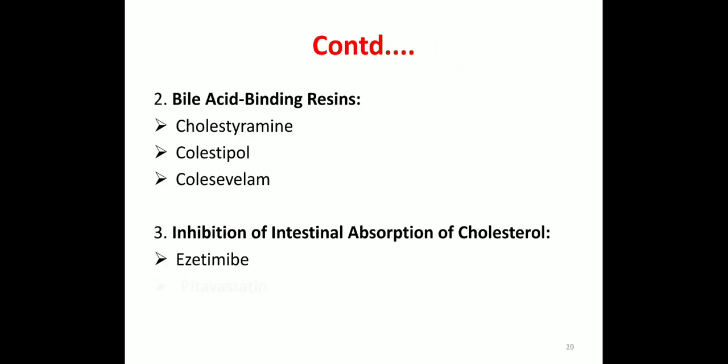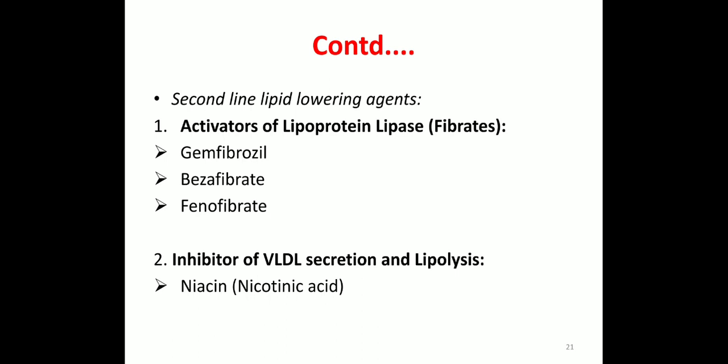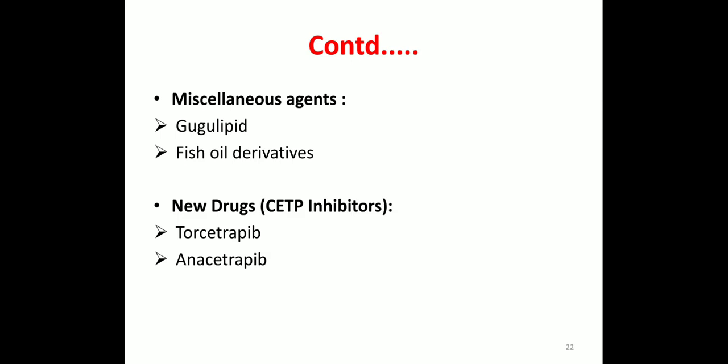And last is pitavastatin. Other drugs include bile acid binding resins, which are cholestyramine and colesevelam. Third is inhibition of intestinal absorption of cholesterol, which includes ezetimibe. Second line lipid lowering agents are activators of lipoprotein lipase, which are fibrates: gemfibrozil, bezafibrate and fenofibrate, and inhibitors of VLDL secretion and lipolysis, which includes niacin or nicotinic acid. Miscellaneous agents include gugulipid, fish oil derivatives, and newer drugs include torcetrapib and anacetrapib.